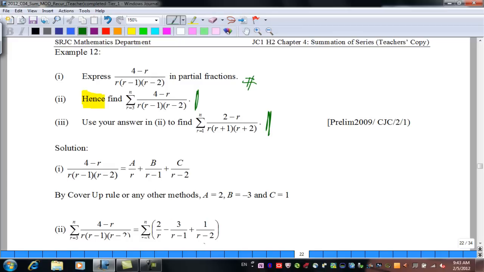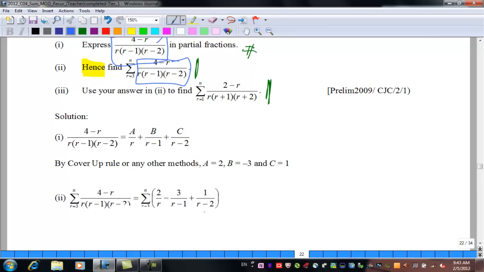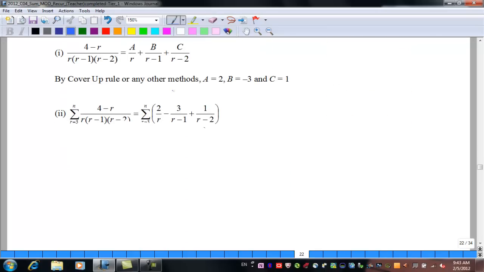What are the similarities here? Immediately I can see that, hey, isn't this term exactly the same as this term? Pardon the mess. But we see that in fact, the two terms are the same. So this means that I'm going to make use of the sum expressed in partial fractions. Immediately I can rewrite this using part 1, using partial fractions, and my sum is still the same. The term is still equivalent.